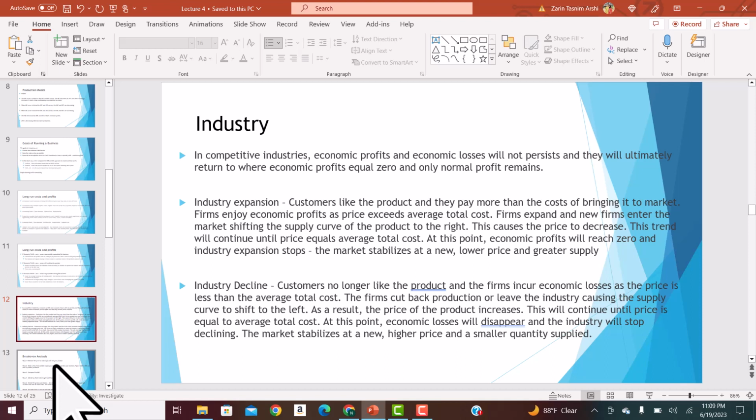On the other hand, in case of industry decline, where customers no longer like the product and businesses are making losses, customers do not pay prices high enough to cover the cost. So what they will do, they will shut down their production or cut down their production. So supply will go down. Some of the firms will exit the market. So output will fall, prices will go up, and as a result, the market will come back to equilibrium.